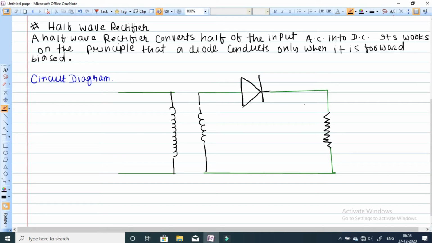Basically this part is where the input AC is applied. The input AC is connected like this, and this part is basically your transformer. You can see it there. It is a step down transformer.